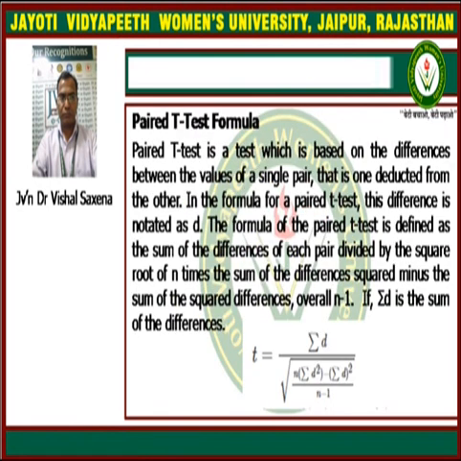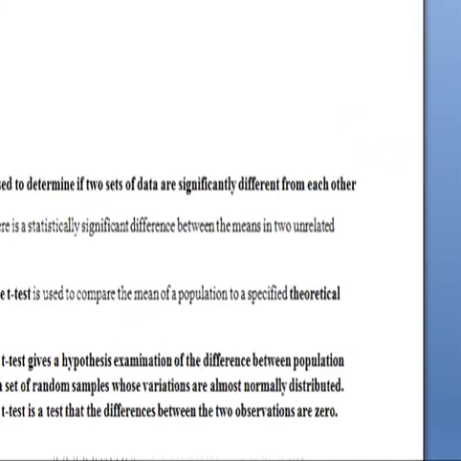Now the paired t-test formula. How can we apply the paired t-test? The paired t-test is based on the differences between the values of a single pair, that is, one deducted from the other, like xi minus yi. In the formula, the difference is noted as d, and the t statistic is given by summation of d upon the square root of [n summation d square minus (summation d) whole square] upon n minus 1. That is the formula for the t statistic.